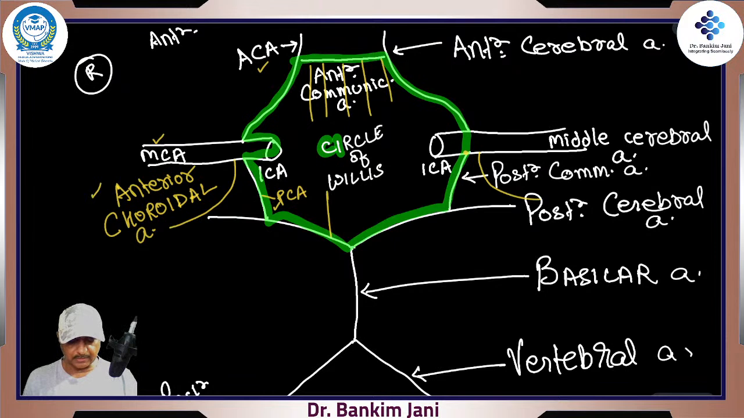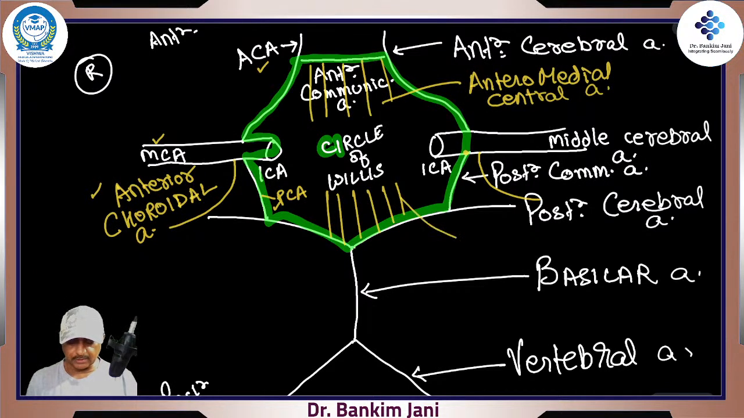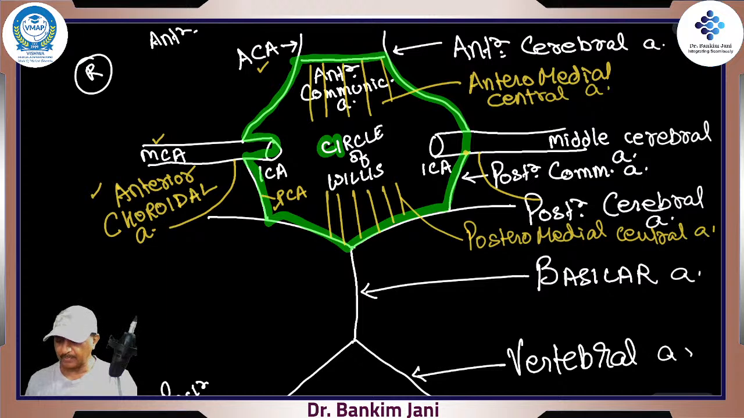Close about over here, there would be a few branches. They will be from here, going rightly towards the center. These branches are called the anteromedial central arteries. Done. So what about these? If that is anteromedial, this one would be posteromedial. Correct. So posteromedial central arteries. Right. Done. The above part is totally complete.